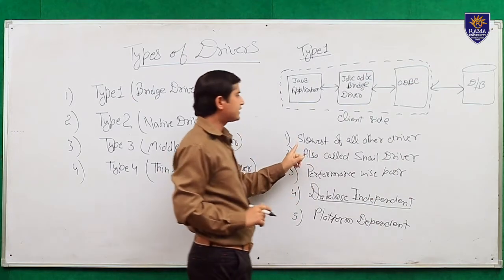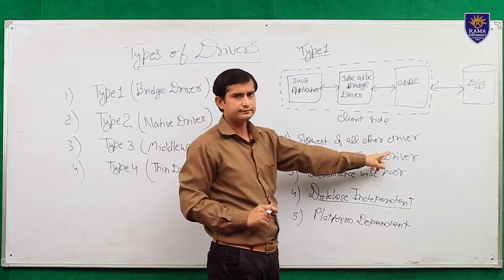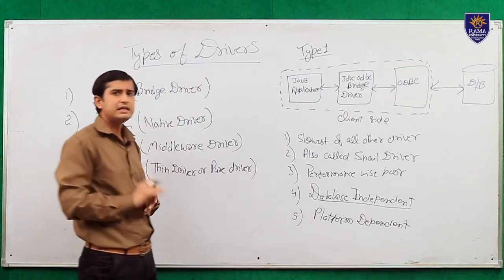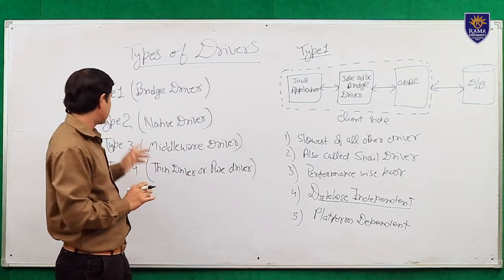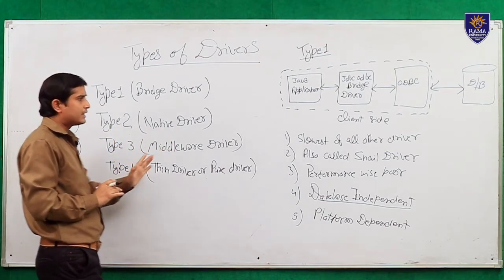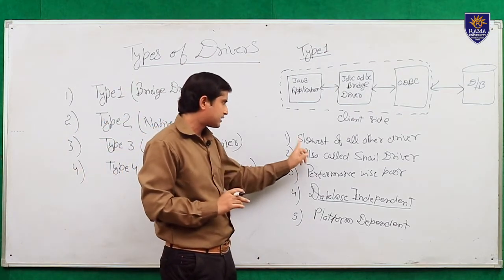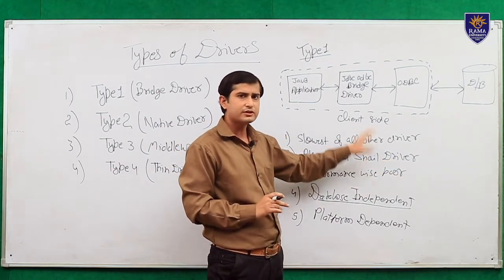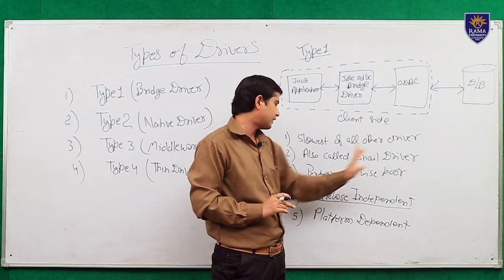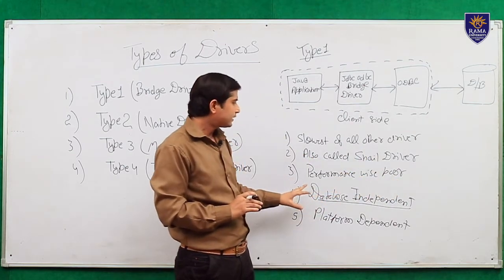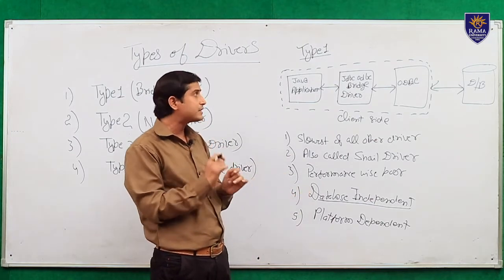That is why it is the slowest of all the drivers, meaning performance wise it is the least, it is the worst. If I compare it with other drivers like type 2, type 3 or type 4, its performance is the least. It is the slowest of all the drivers, also called snail drivers. Because it is slowest, it is called a snail driver. Performance wise it is very poor, and the main thing is it is database independent.